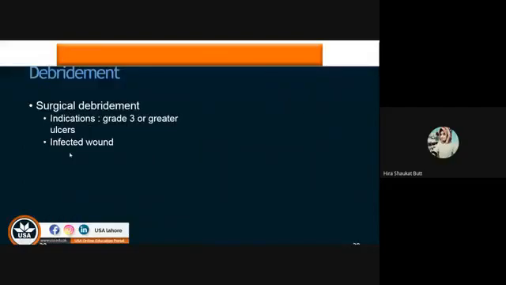So let's discuss these categories in detail. If you want to go for debridement, obviously debridement will be done only in cases when the ulcer or the wound has no potential for healing on its own, then you have to go for the surgical type of debridement of the infected wound. Alright, so we have discussed the types of debridement in detail before.